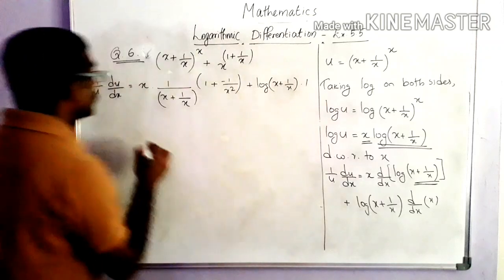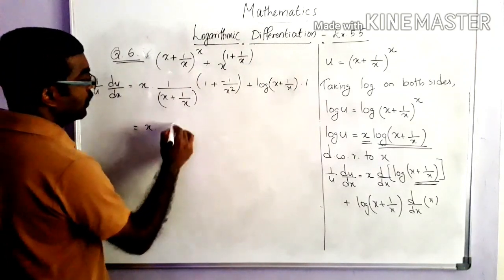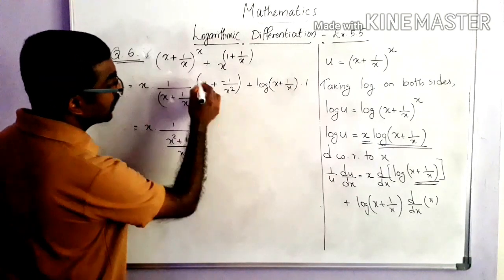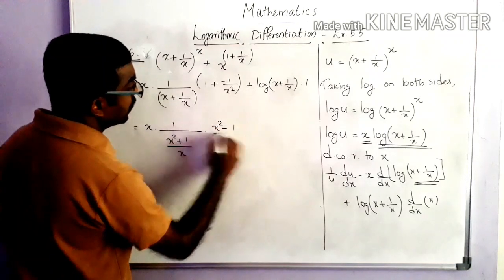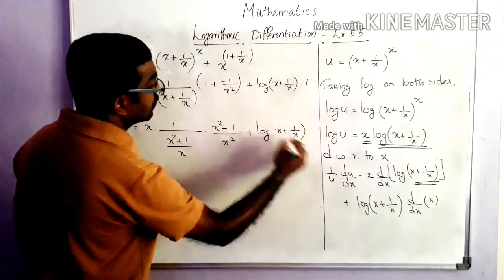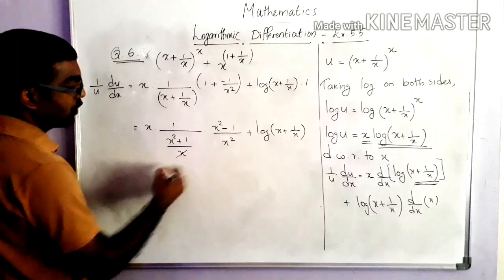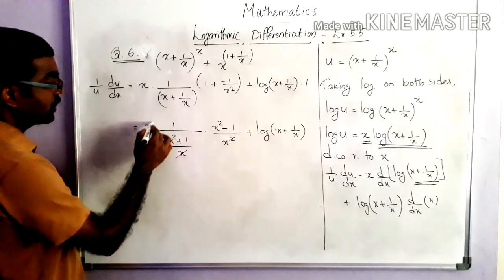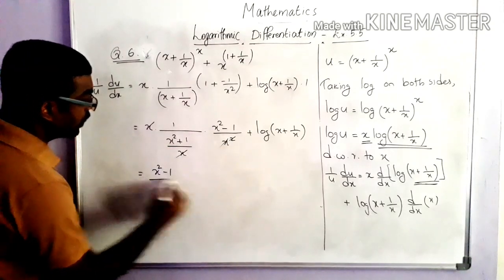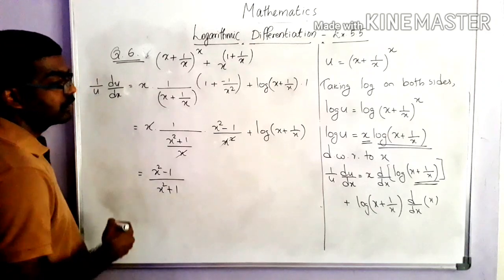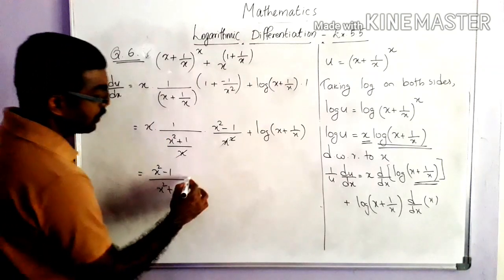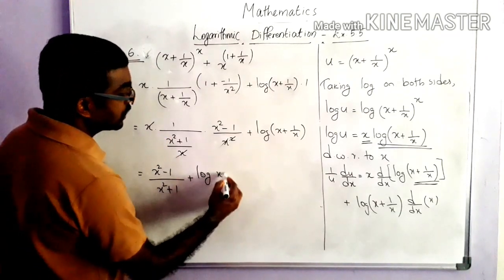That is x into 1 by, here we can cross multiply, (x squared + 1)/x, and here also we can cross multiply, (x squared - 1)/x squared, then plus log (x + 1/x). Now we can cancel this x and this square, again we can cancel x and x. So the remaining is (x squared - 1)/(x squared + 1), then plus log (x + 1/x).